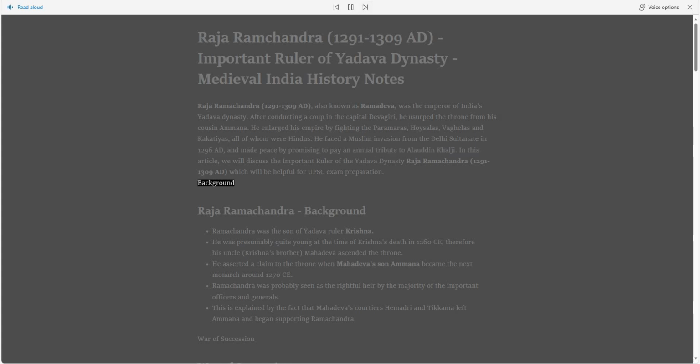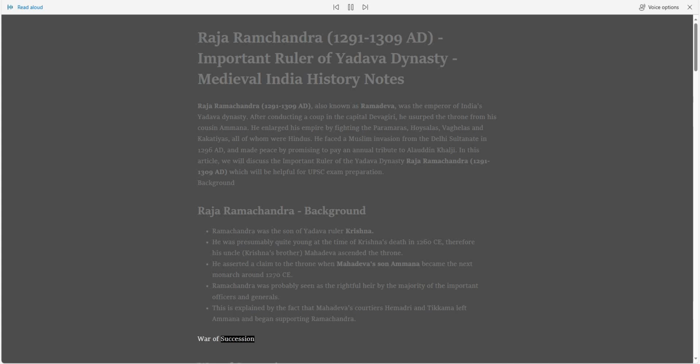Background. Ramachandra was the son of the Yadava ruler Krishna. He was presumably quite young at the time of Krishna's death in 1260 CE, therefore his uncle, Krishna's brother Mahadeva, ascended the throne. He asserted a claim to the throne when Mahadeva's son Amana became the next monarch around 1270 CE. Ramachandra was probably seen as the rightful heir by the majority of the important officers and generals. This is explained by the fact that Mahadeva's courtiers Hemadri and Tikama left Amana and began supporting Ramachandra.